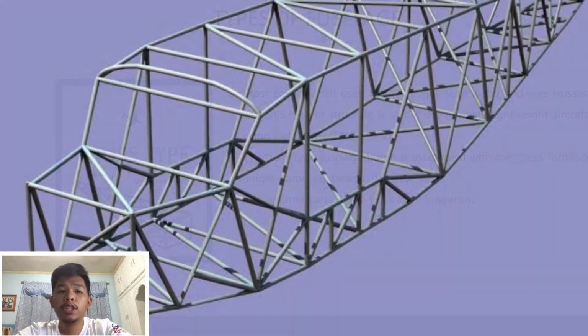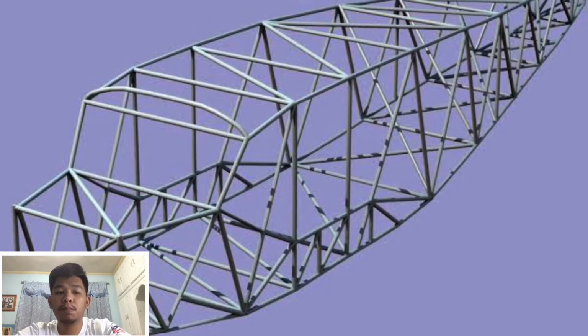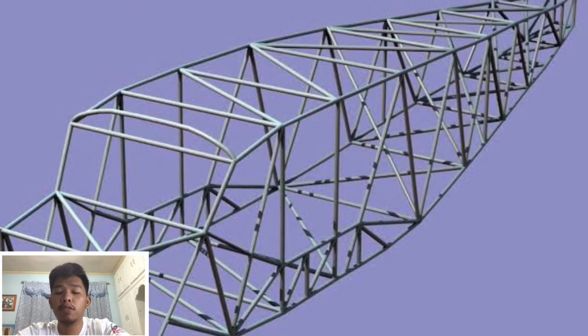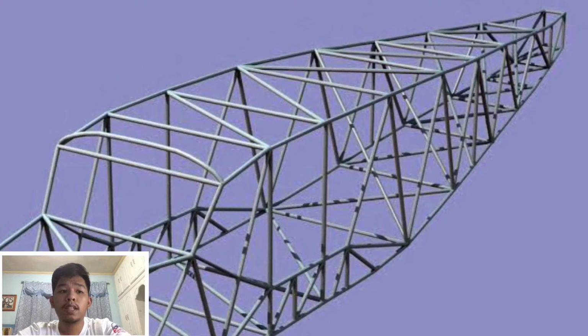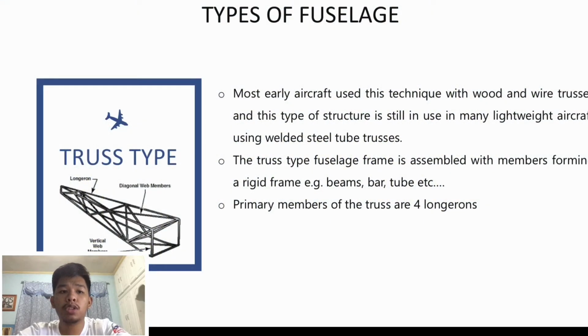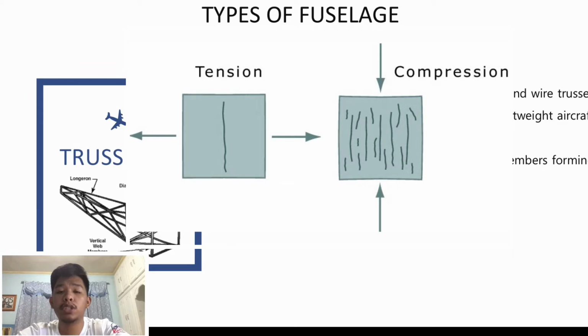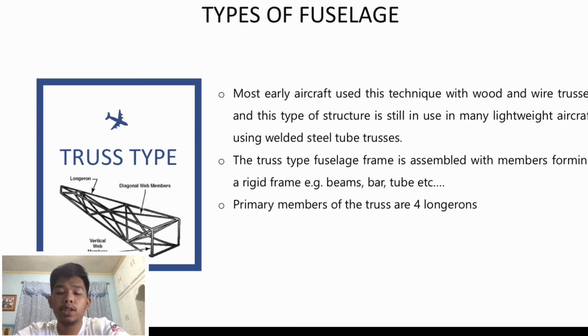A truss is a rigid framework made up of members such as beams, struts, and bars to resist deformations applied to it. The truss type fuselage frame is usually constructed of steel tubing welded together in such a manner that all members of the truss can carry both tension and compression loads. So basically, a truss type construction can withstand tension and compression loads applied to it.